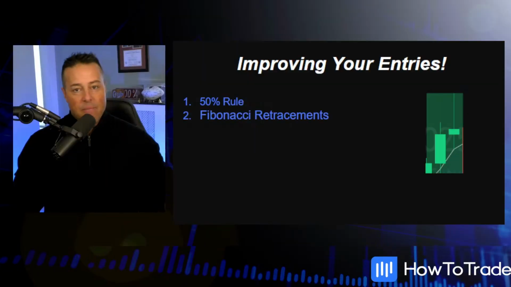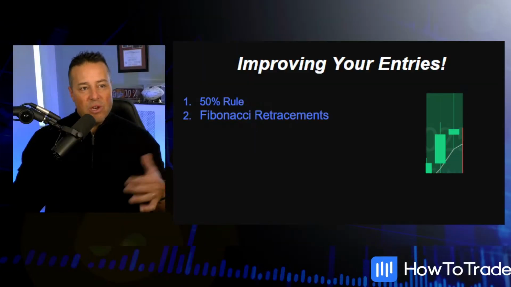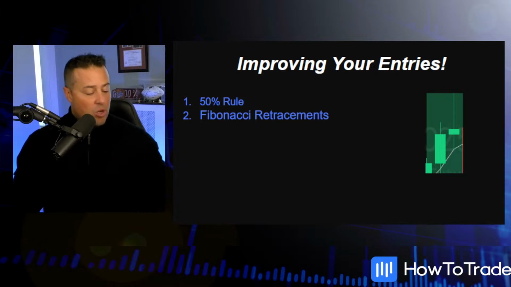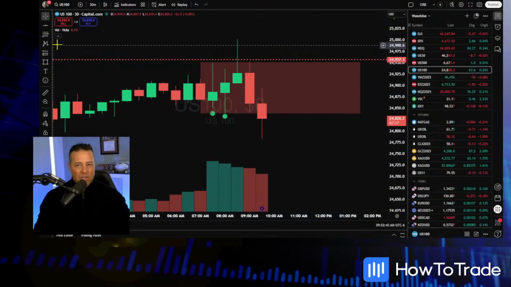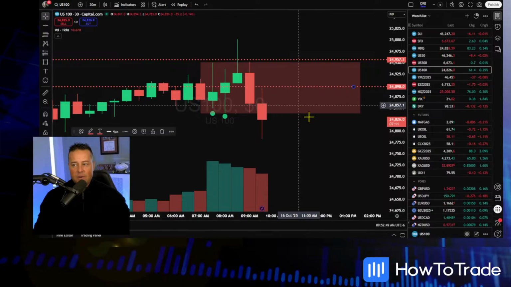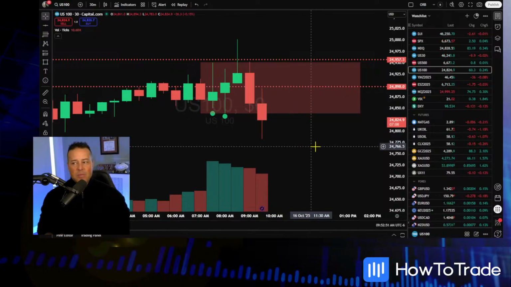We have something for that. All right, we've got a couple of things that we can do. We can improve our entry using the 50% rule or Fibonacci retracements. So let's go ahead and just show you what the 50% rule is. 50% is easy. You've got your range, the top of your range, the bottom of your range, right there. About half of it, and I eyeballed it, but that would be your entry point.